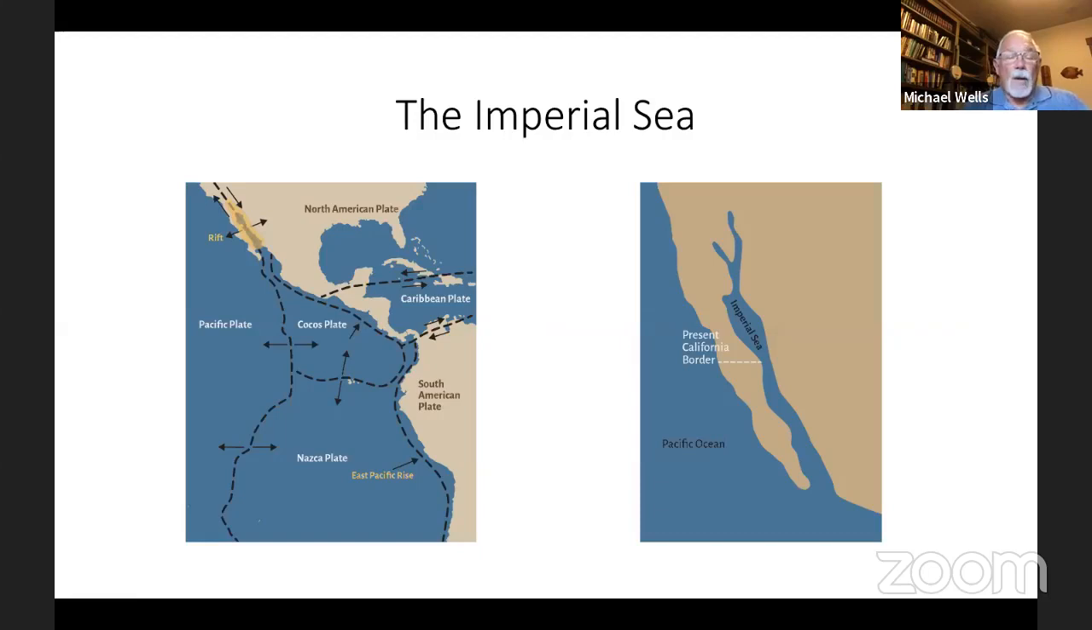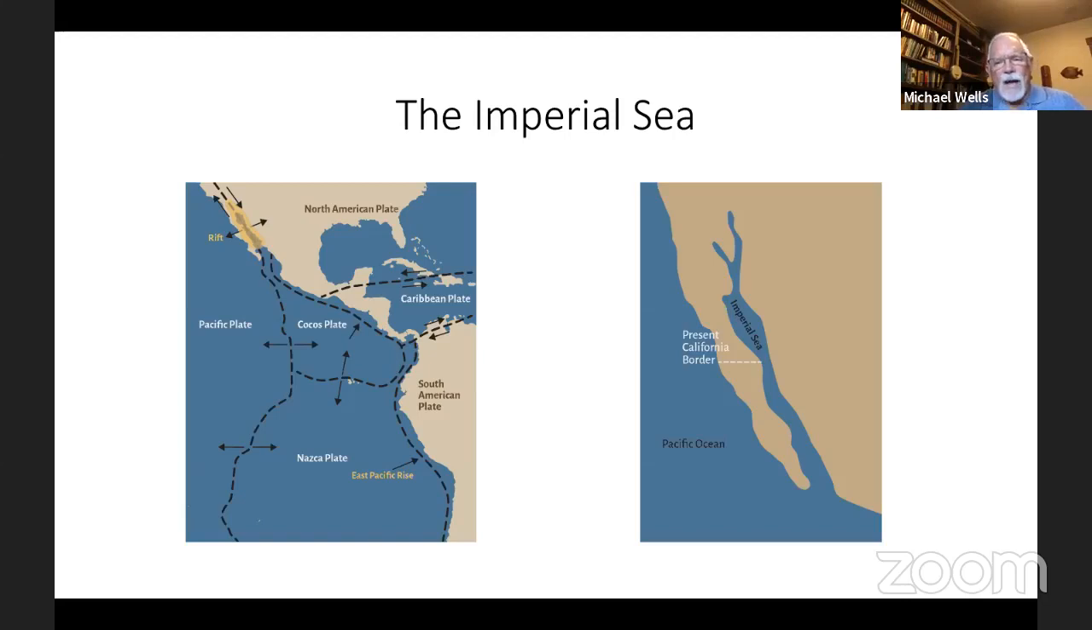Another thing that we talk about in the book is the formation of the Imperial Sea. Many millions of years ago, as the San Andreas Fault was forming, the area that runs along the fault, running along the west coast of southern North America and South America, turned into a spreading zone, and that created the trough that is now the present Gulf of California.